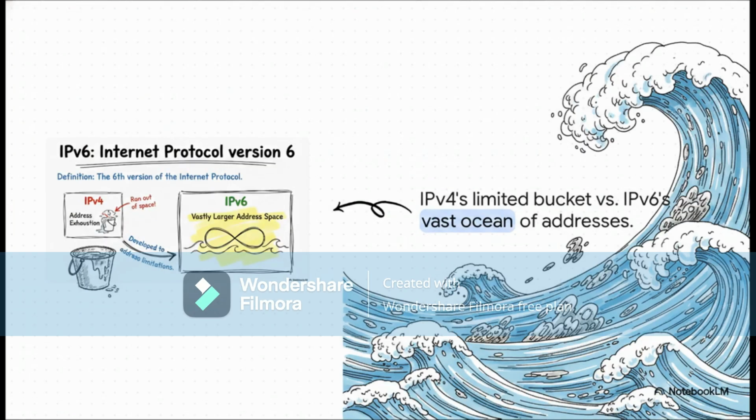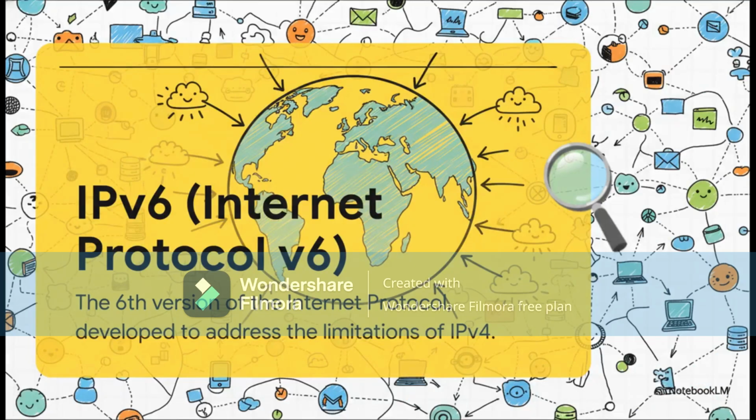I mean, this slide really says it all, doesn't it? If IPv4 was that tiny, limited bucket, then IPv6 is like a vast, endless ocean. It was designed for one main reason, to provide a massive, and I mean truly massive, new supply of addresses so we would never, ever run out again. And here it is, the official definition you'll want to lock in for your exams. IPv6 is simply the 6th version of the Internet Protocol, and its main job is to make sure we have a nearly infinite number of addresses.